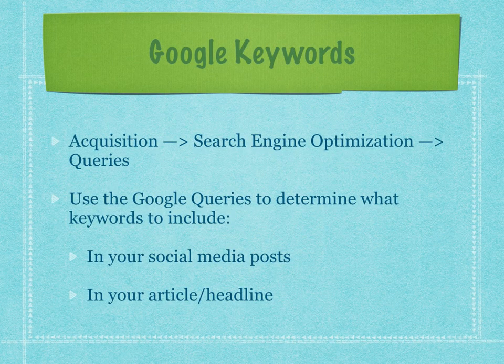Google Analytics Acquisition section has helpful information about the keywords that people use to find your website, and therefore your social media posts. When you click on Search Engine Optimization and Queries, you see data about what search terms people have used to locate your articles. This information is helpful in determining what keywords you should use in your social media posts that promote each article, as well as your website.